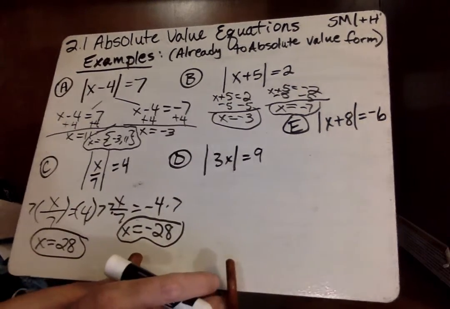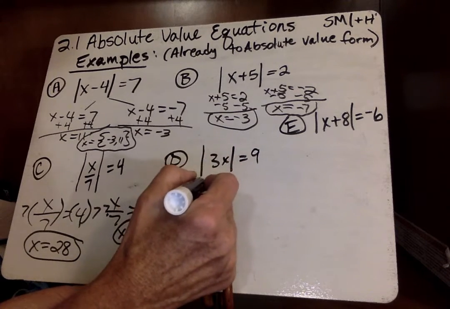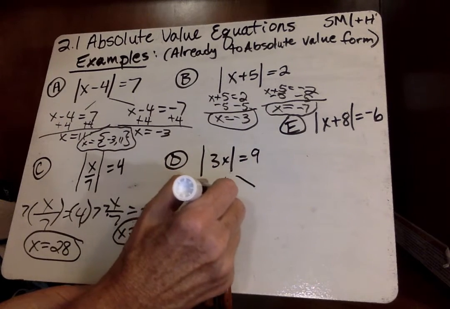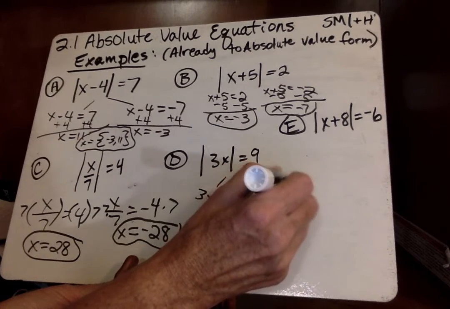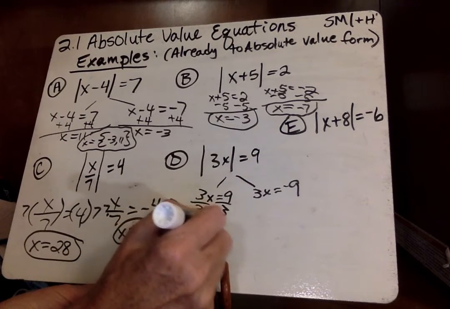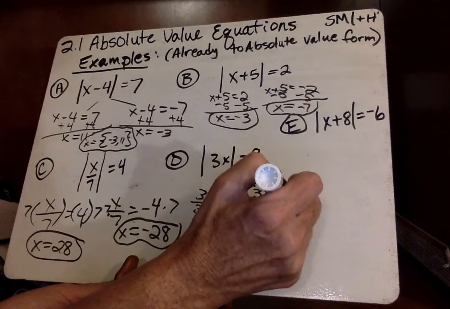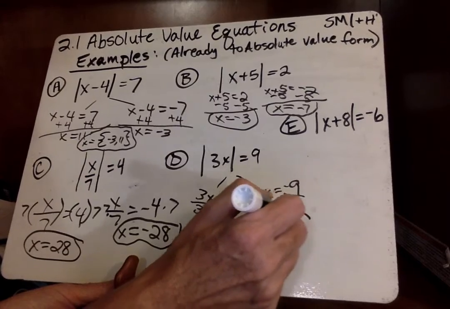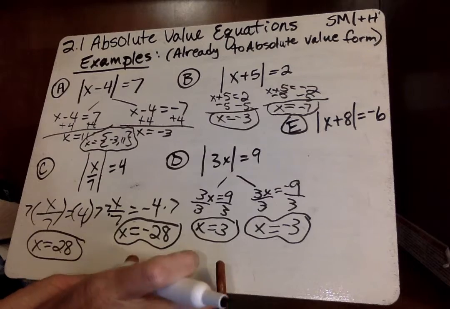And if I plug them back in, we can see that we have the right answer there. Okay, this 3x minus 9, nothing on the outside or anything, so we can make our two equations. 3x equals 9, 3x equals negative 9. Divide by 3, x equals 3, divide by 3, and x equals negative 3. So you can put that in, and you can see that you got the right answer.